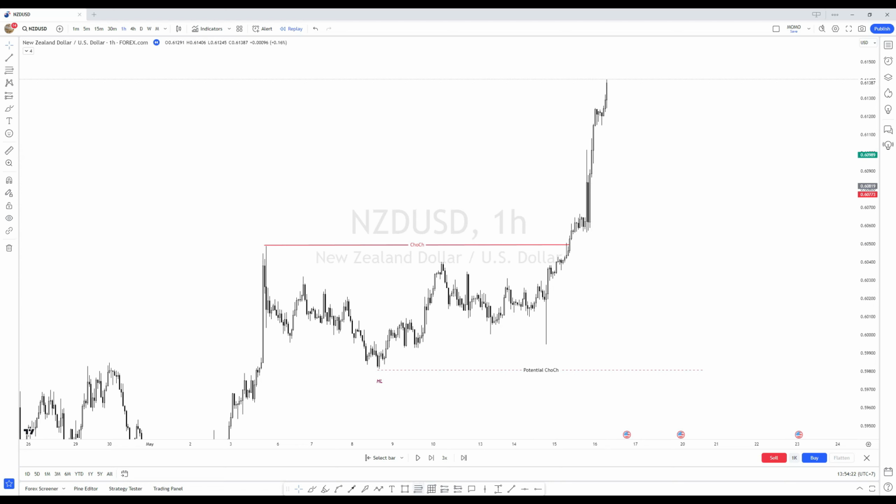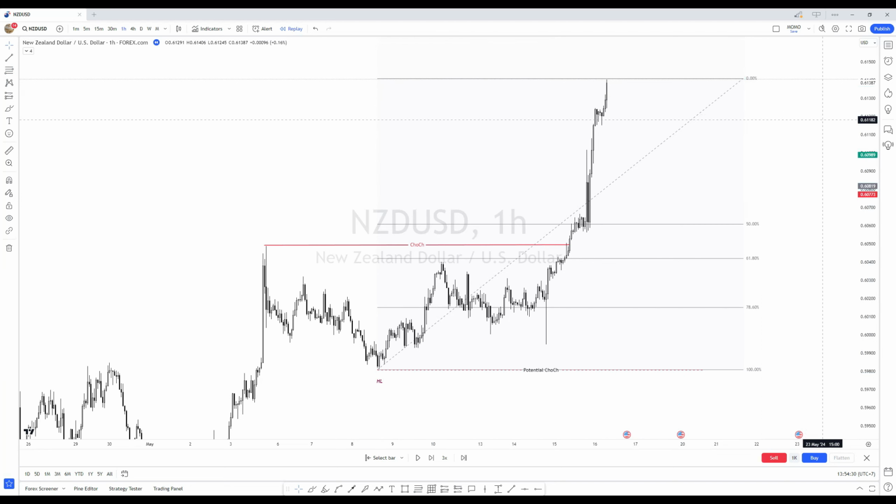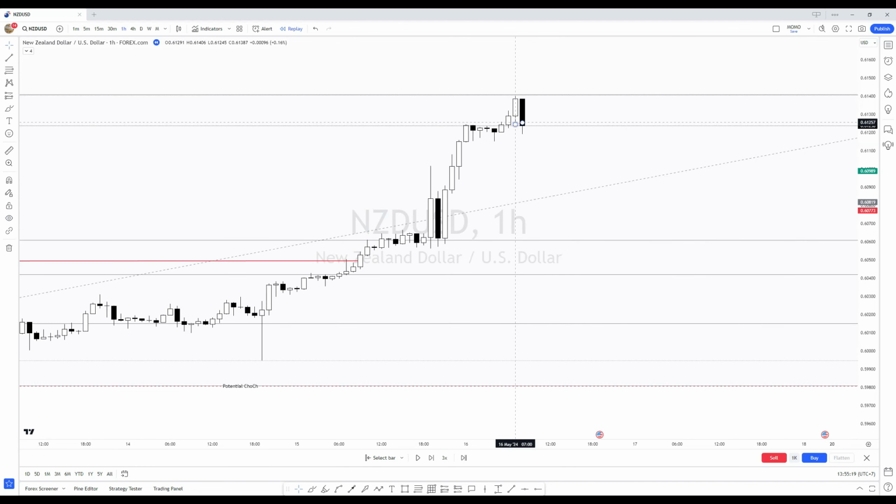As usual, I will use Fibonacci from the higher low to the highest point of the market, or to the high of the highest bullish candle of the market, and I will move with the market until the low of the highest bullish candle is broken. When that happens, that means I will have a higher high here. Okay, so here I have the low of the highest bullish candle broken, so I have a higher high confirmed.